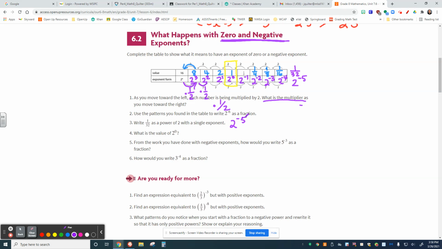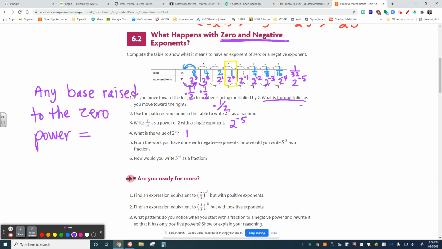And then what's the value of 2 to the 0 power? Well, we see that 2 to the 0 power equals 1. There's an interesting rule out there that goes with this. Any base raised to the 0 power equals 1. Always and forever. And it's for the reason of recognizing these pieces that there's a lot of depth to this, and we'll get to that here in a second.